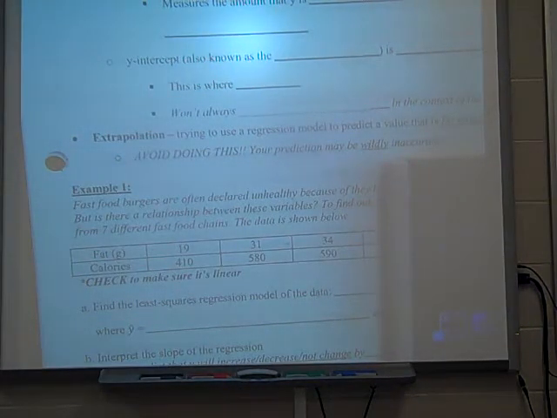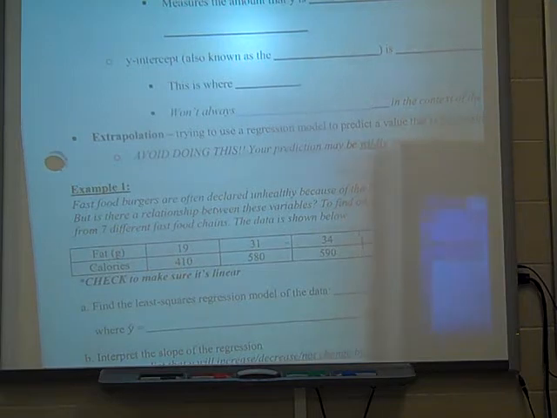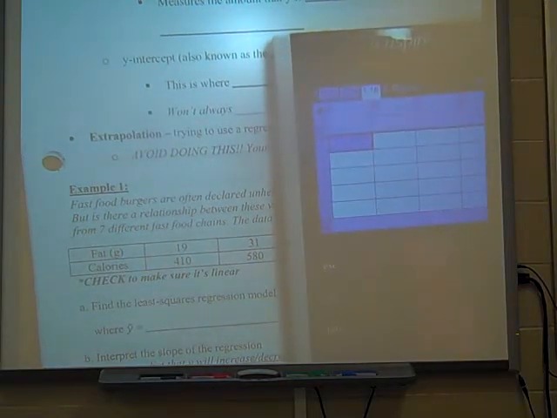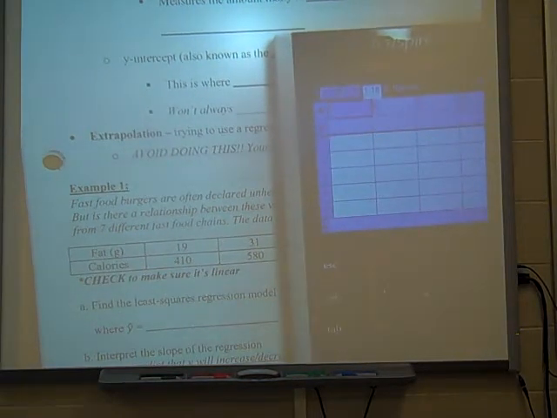Let me see. Oop, nope, I don't want that. I want my spreadsheet, right? Okay. So we have the fat and the calories, right?